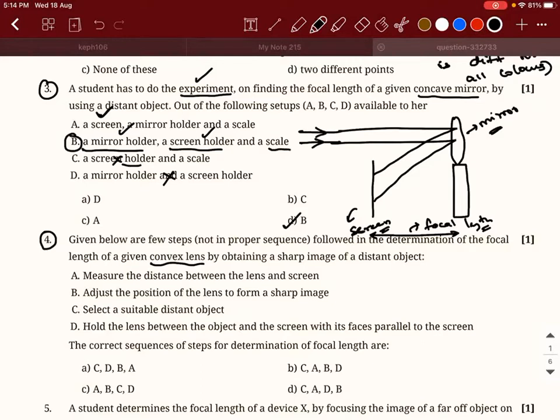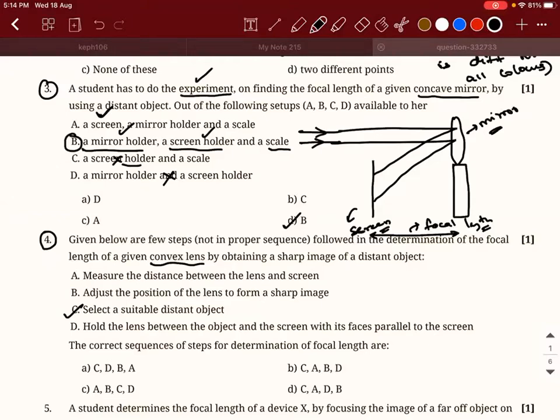So they have given 4 steps. These are the 4 steps to be carried out, but the steps are not in order. So it is our job to arrange them in the proper order. Which one is the right order? First, what you need to do? You need to select the distant object. Once you select the distant object, then what are we supposed to do?